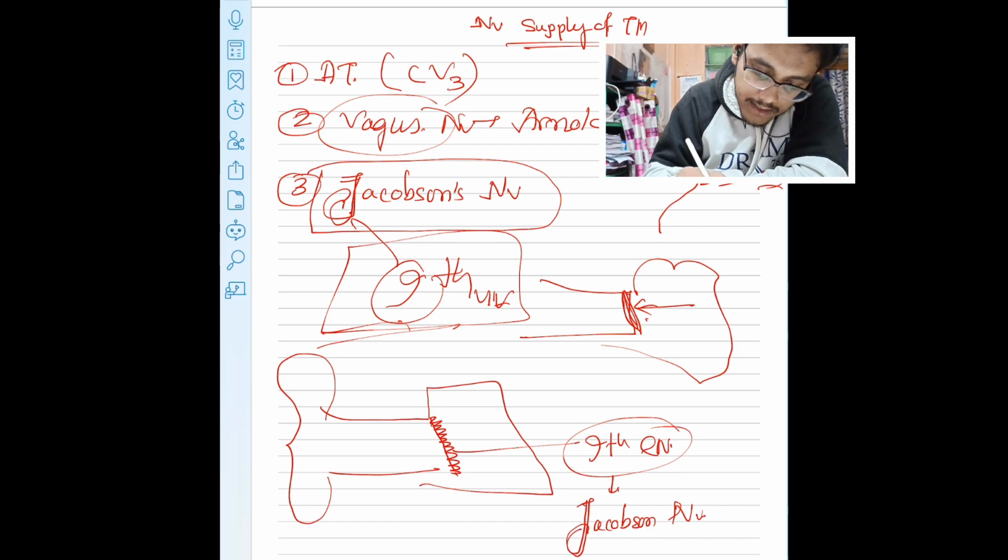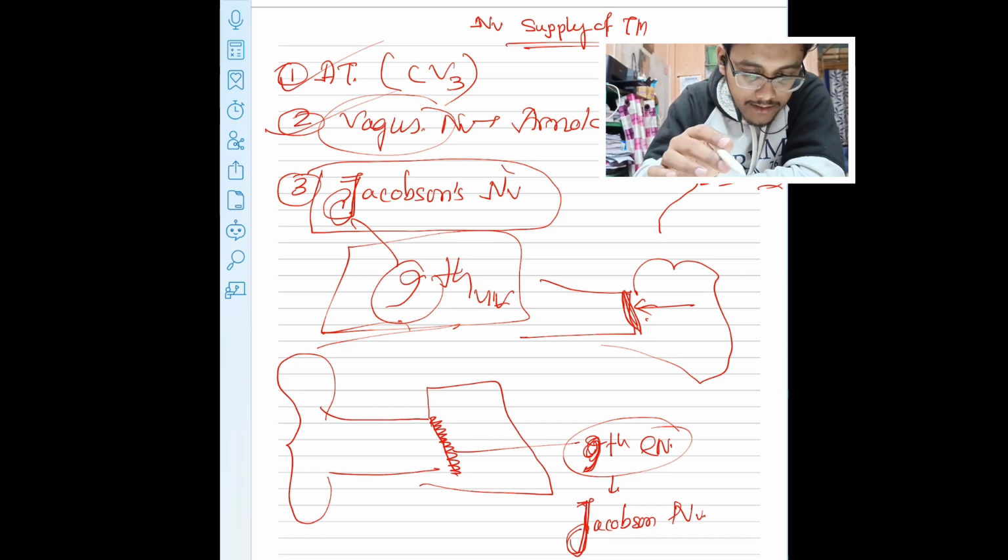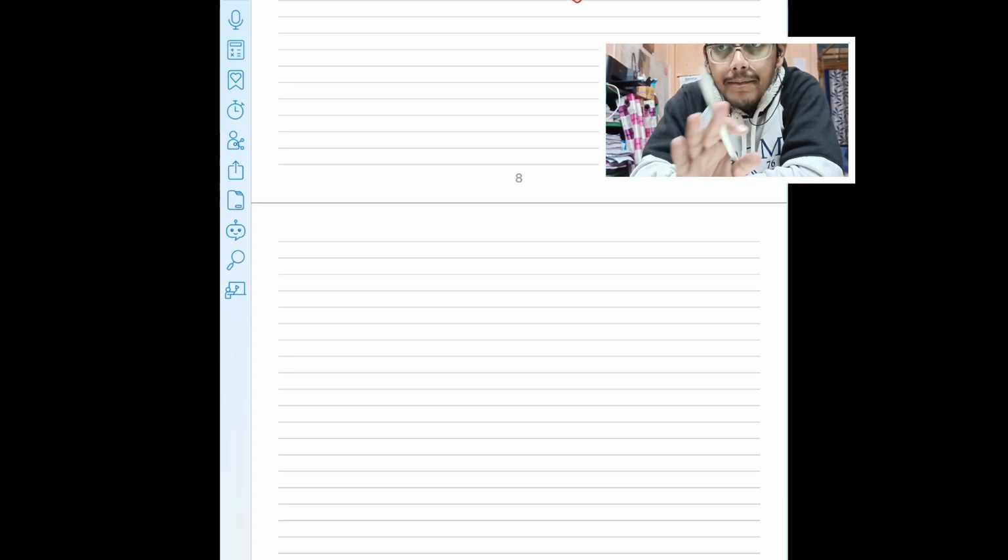We can remember that J looks like 9. So the Jacobson nerve, the branch of the 9th cranial nerve, supplies the internal part, the medial part of the tympanic membrane. The outside part is again supplied by the auriculotemporal nerve and the vagus nerve through the Arnold nerve branch. So this is all about the tympanic membrane anatomy.